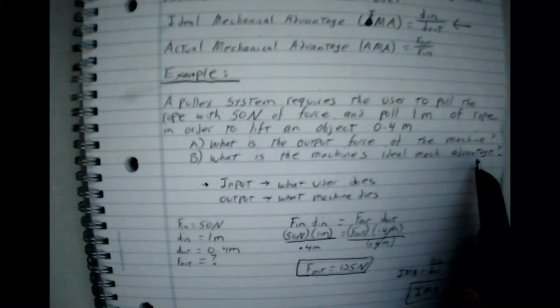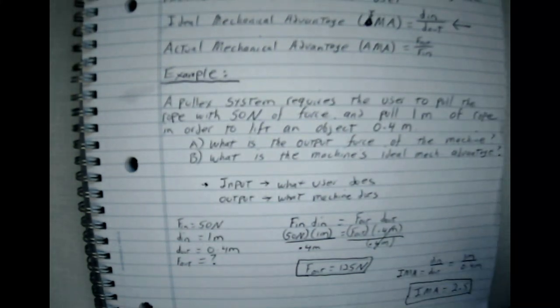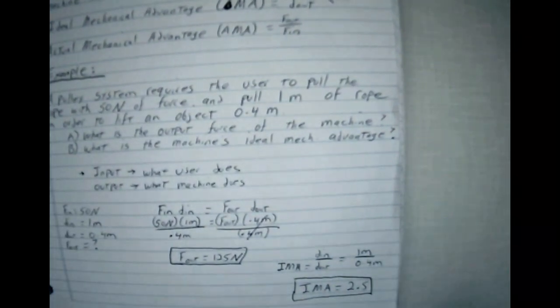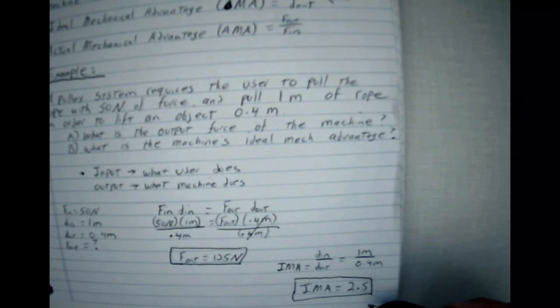Okay. Now in part B it says what's the machine's ideal mechanical advantage. So for that, ideal mechanical advantage, you see it up here, is distance in divided by distance out. The person had to pull 1 meter of rope. The object was only moved 0.4 meters. So if we divide those two, 1 meter divided by 0.4 meters gives me an ideal mechanical advantage of 2.5. So that means if there were no friction or anything like that, the machine can exert 2.5 times the amount of force that the person does.